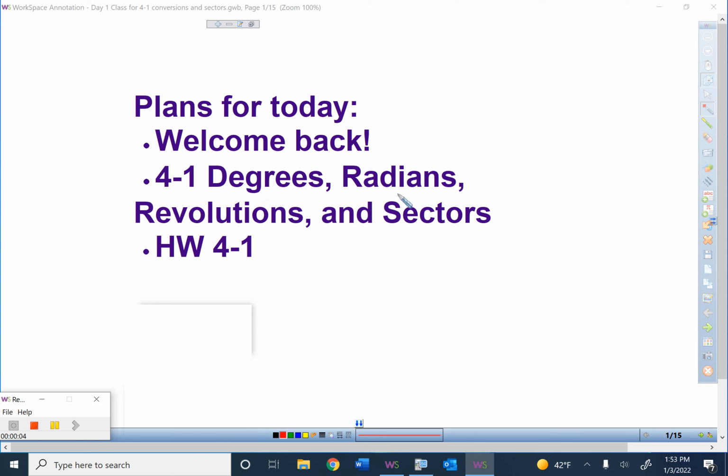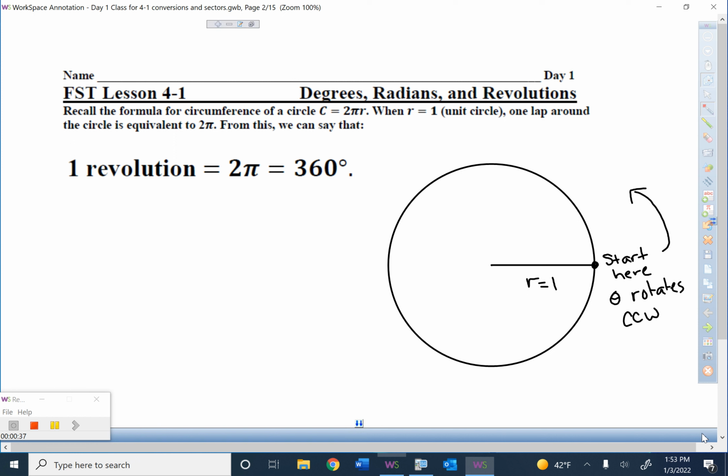Okay, but also we can deal with radians. That's new. You've seen the word before, but haven't really known what it meant. And then revolutions, which really just means another name for lap. Okay, once we have an idea of these things, then we're going to talk a little bit about sectors as well. Okay, so make sure you have a calculator. You're going to need it for some of these conversions we're doing, and we'll get started.